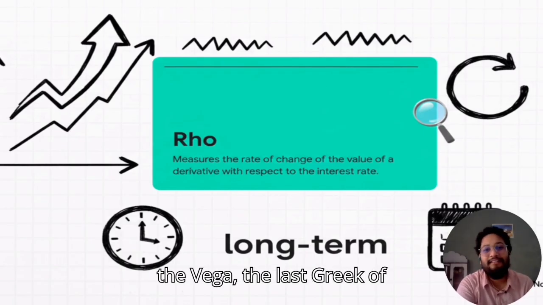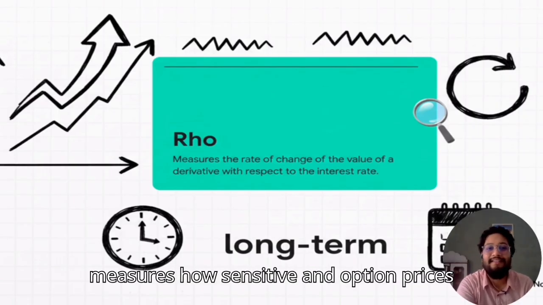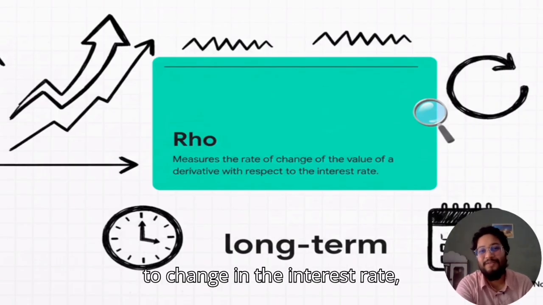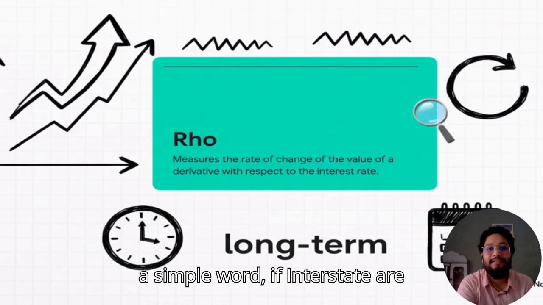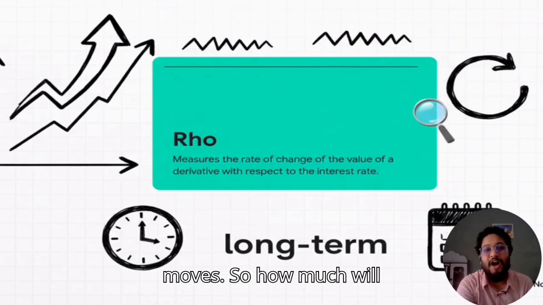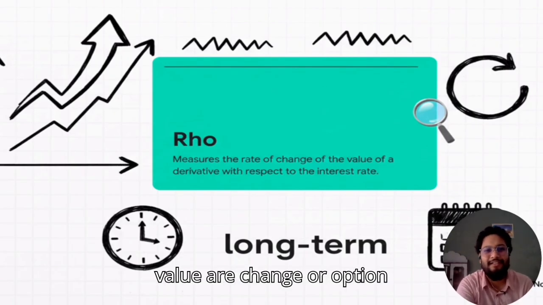And the next one is rho, the interest rate risk. After Vega, the last Greek on the dashboard is rho, and rho measures how sensitive an option price is to a change in interest rates, right? So if I say it in simple words, if interest rates move, how much will my option price change, right?